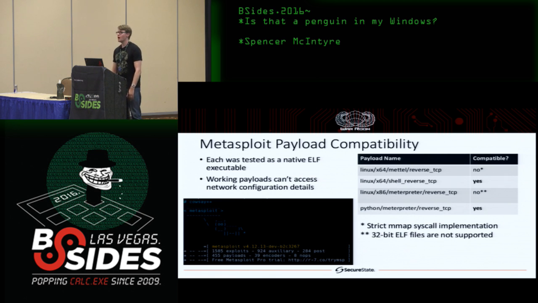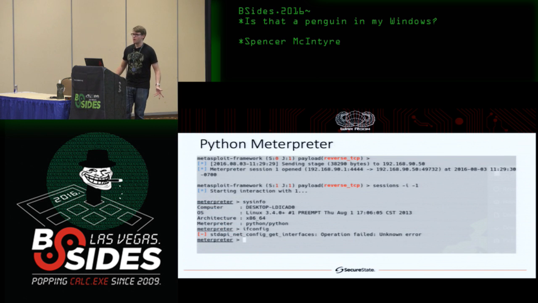And then last but not least, and not just because I helped out with it, was the Python Meterpreter. This one was the only working Meterpreter instance that worked on WSL. Now, I say that it worked, but there were still some problems in the functionality that it was expecting to leverage, and one of those things was ifconfig.